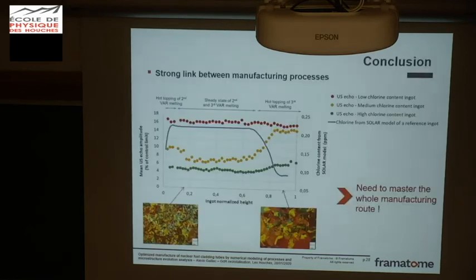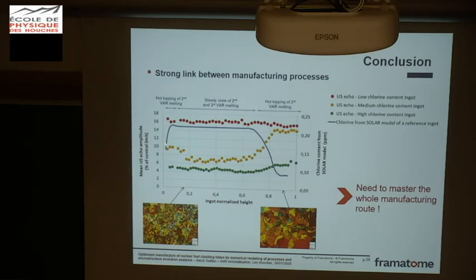So, as a conclusion, I wanted to show you this slide because I think it's a good summary showing the strong link that we have between the manufacturing processes. Here on this graph, you can see first in blue the chlorine content in an ingot after SOLAR modeling, and you can see that on the top of the ingot we will have less chlorine, because at the end the melting rate is lower and chlorine has more time to volatilize.